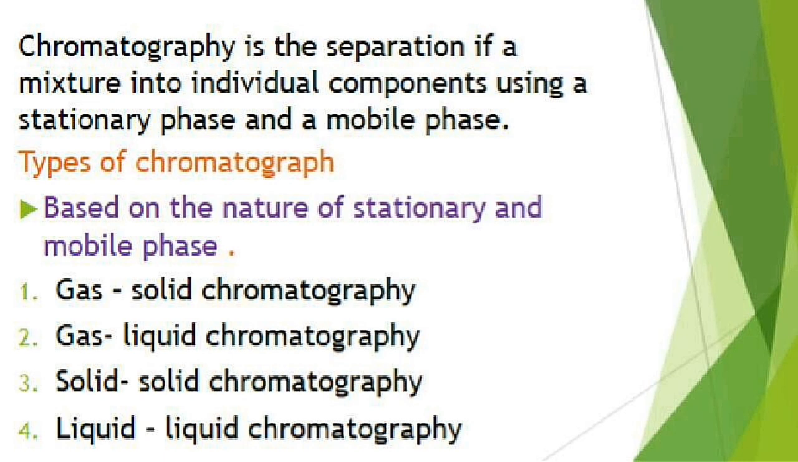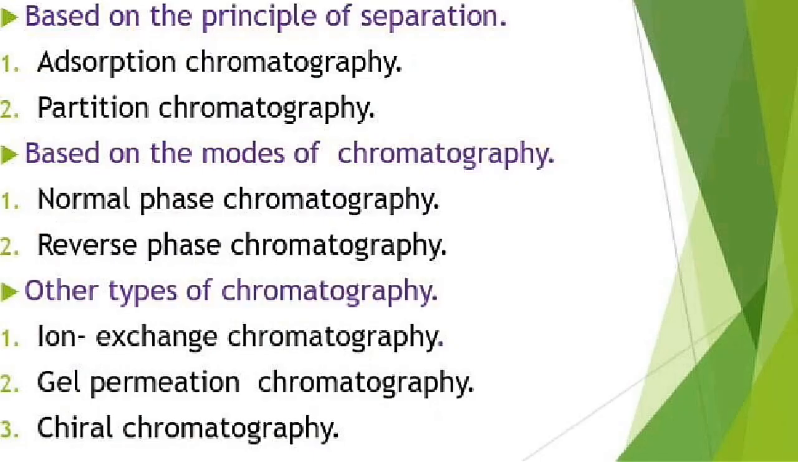Next we have the types of chromatography. The first one is classified based on the nature of the stationary phase and mobile phase used. Here we have many types: gas solid chromatography, gas liquid chromatography, solid liquid chromatography and liquid liquid chromatography. Next, types are classified based on the principle of separation, whether it follows the principle of adsorption or the principle of partition. Based on this we have adsorption chromatography and partition chromatography.